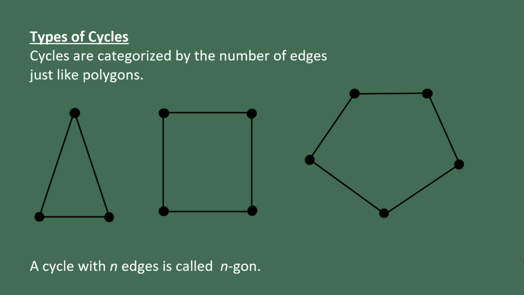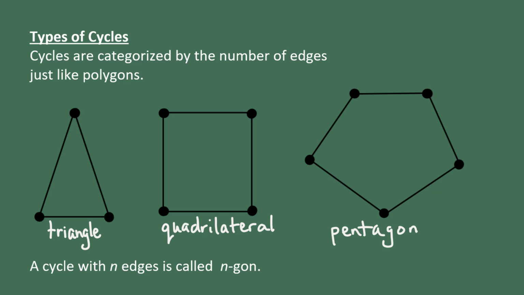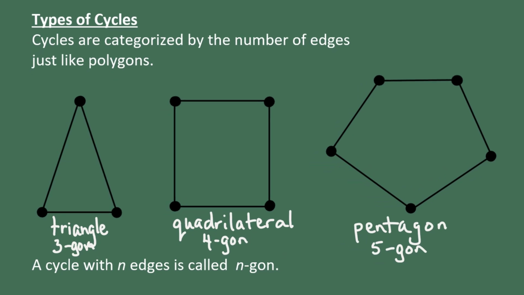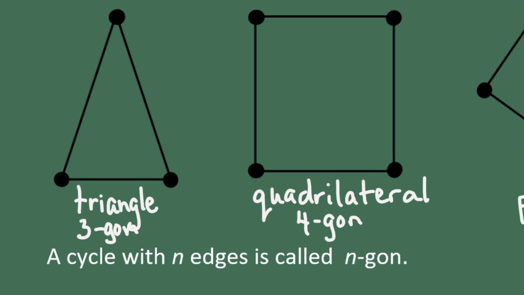So for example, the graph on the far left could be referred to as a triangle because it has 3 edges. The graph in the center could be referred to as a quadrilateral because it has 4 edges. And the graph on the right could be referred to as a pentagon because it has 5 edges. You can also refer to a triangle as a threegon, a quadrilateral as a fourgon, and a pentagon as a fivegon. In general, a cycle with n edges is called an n-gon.